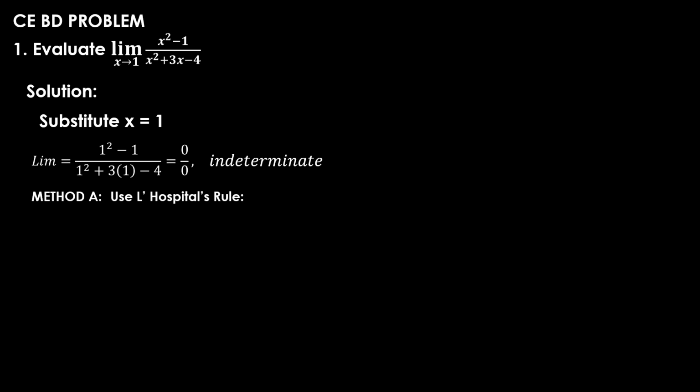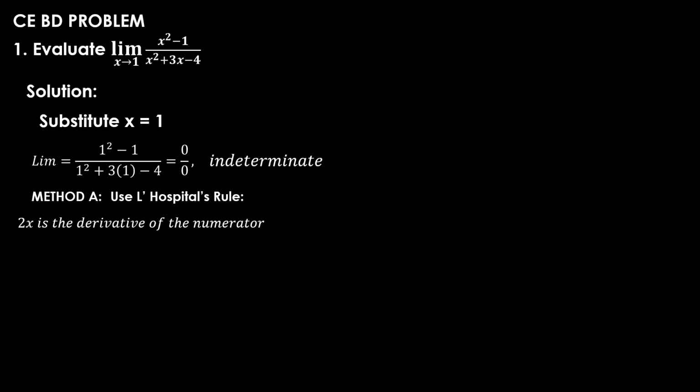Let us now start applying the L'Hospital rule so that we can evaluate the limit of our given function x squared minus 1 over x squared plus 3x minus 4. In order to apply the L'Hospital rule, we have to determine the derivative of the numerator as well as the denominator. So what is the derivative of our numerator? And the second question is, what is the derivative of our denominator? Let us start solving the problem using L'Hospital's rule.